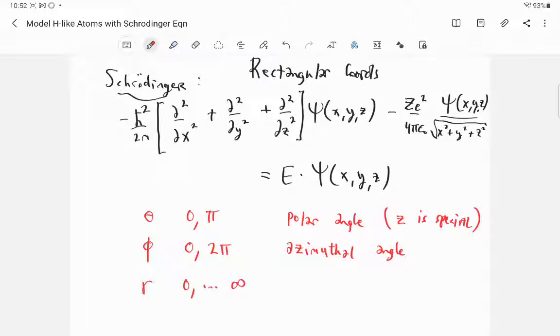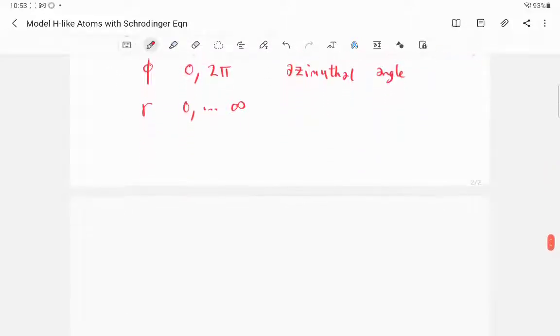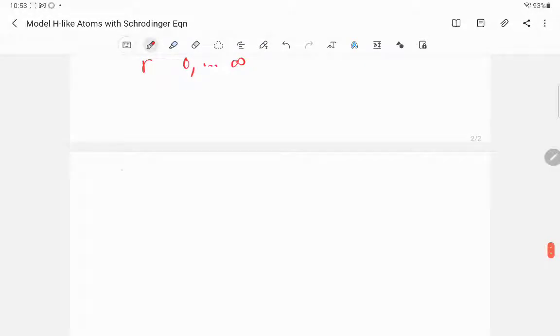Anyways, Schrodinger's equation in rectangular coordinates looks like this up here, and it's kind of simple. It turns out when you write down Schrodinger's equation in spherical polar coordinates, it looks slightly more complicated, but it is actually simpler to solve the differential equation. So let me show you what the spherical polar coordinates version of Schrodinger's equation looks like. I'm going to do this in red. So the Schrodinger equation in spherical polar coordinates.